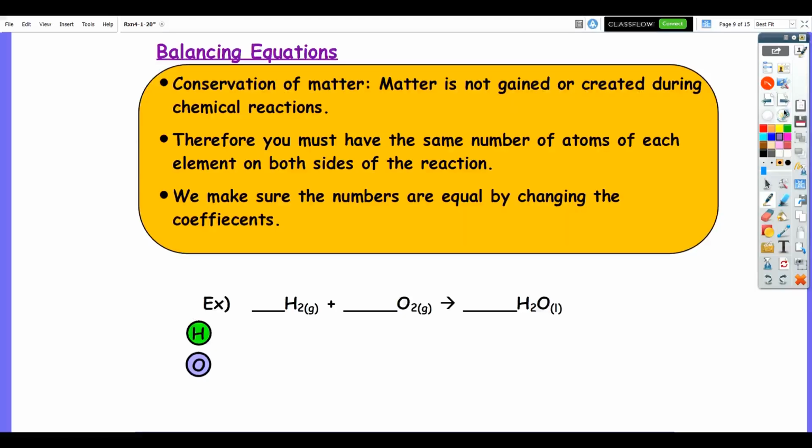It's because of something called the conservation of matter, or sometimes it's also known as conservation of mass. We cannot gain or destroy matter during a chemical reaction. That shouldn't say gained or created, that should be gained or destroyed. Matter cannot be gained or destroyed during a chemical reaction. What goes in must come out.